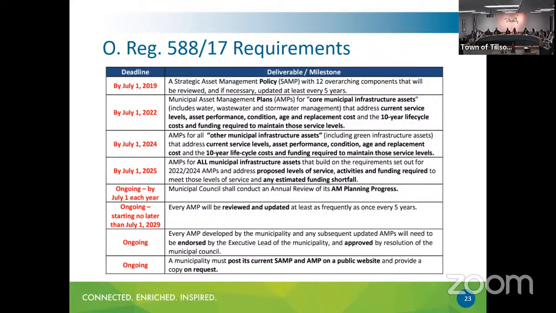There's also ongoing requirements. On July 1st of every single year, council shall conduct an annual review of its asset management planning process. And we can demonstrate that by council passing a resolution that it has completed that review. We also take a look at that the asset management plan normally from here on in will need to be updated every 5 years. In addition to that, if we go back to the very top, in 2019, the town also had to pass a strategic asset management policy and that is to be updated at least every 5 years. So that will be 2024 in conjunction with those other requirements.